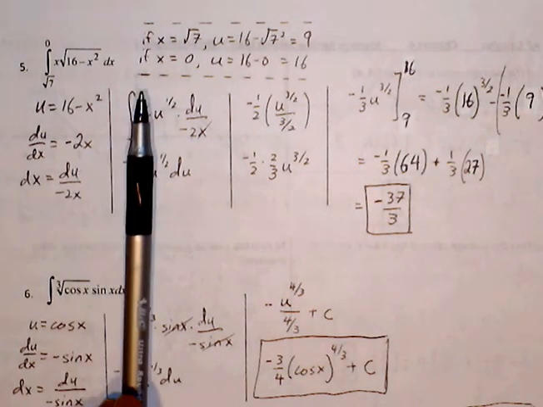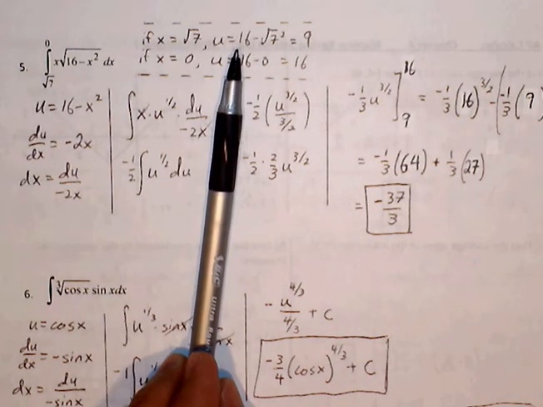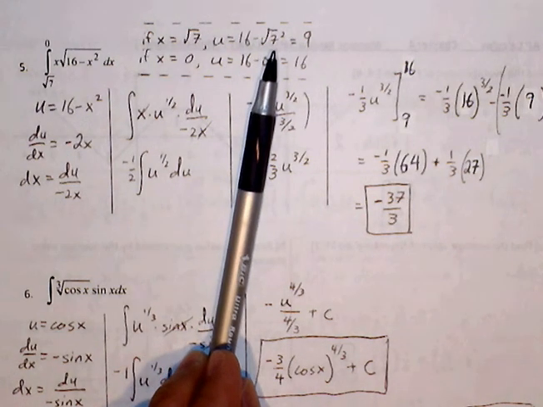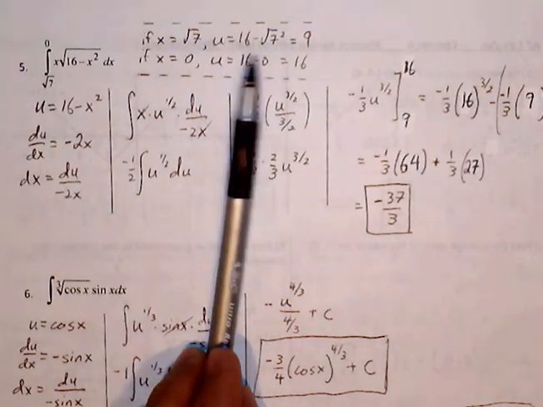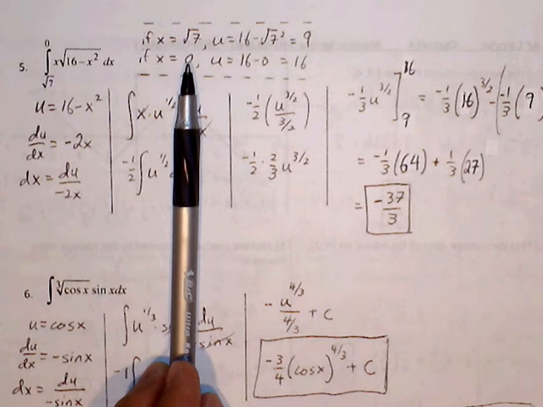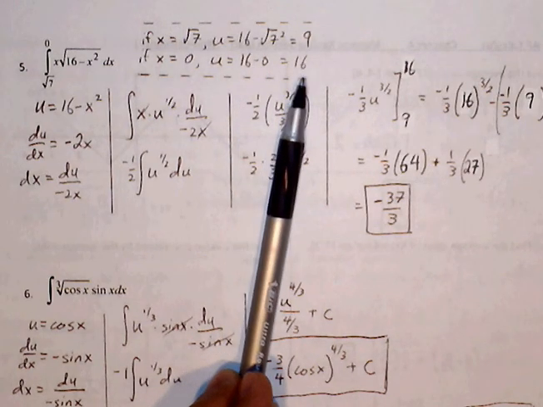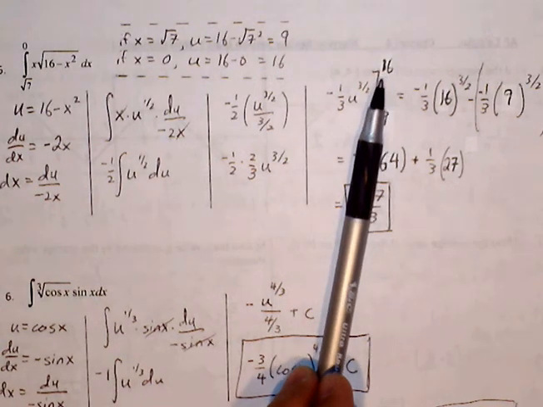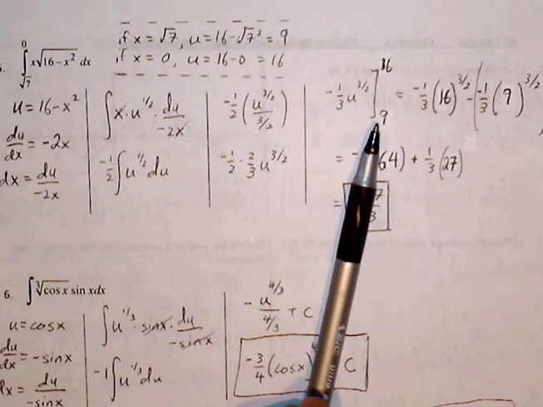So plug the lower bound, square root of 7, in for x. So we get 16 minus x squared, 16 minus square root of 7 squared. Square of the square root of 7 is simply 7, so 16 minus 7 is 9. Plug our old upper bound, initial upper bound, in for x. So 16 minus x squared, 16 minus 0 squared is still 16. So after our conversion, our new upper bound in terms of u is 16. Our lower bound in terms of u is 9. Now we're ready to evaluate.